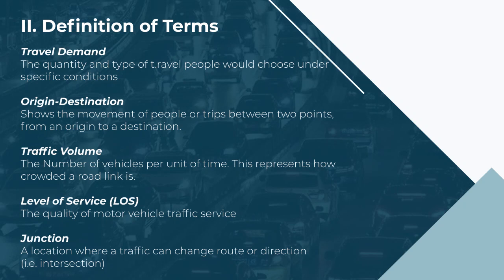Traffic volume is the number of vehicles per unit of time. This represents how crowded a road link is. LOS, or level of service, is the quality of road network service. To put it simply, it describes how fluid a road network is. A road junction is a location in a road network where traffic can change directions and routes.